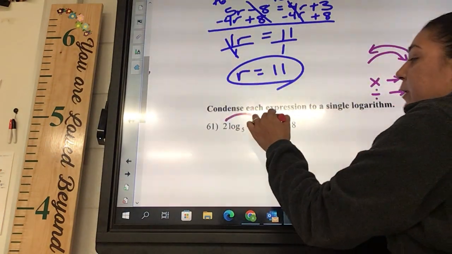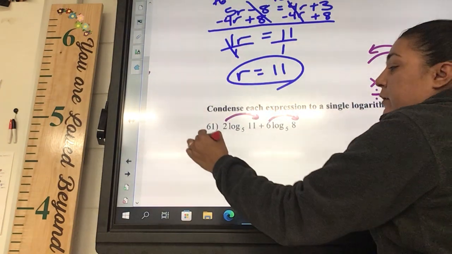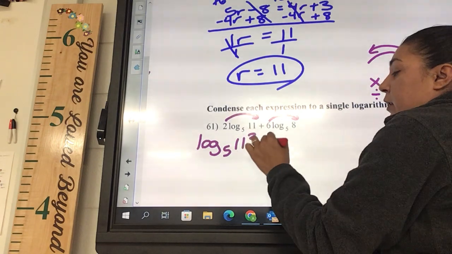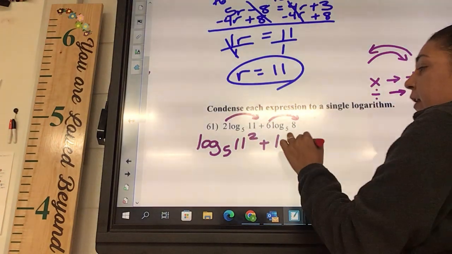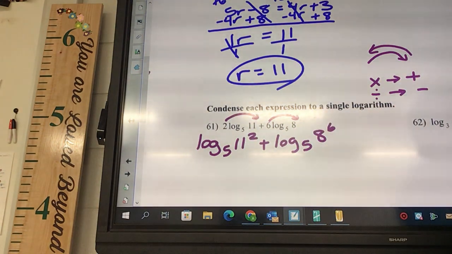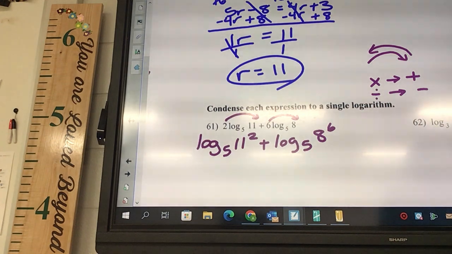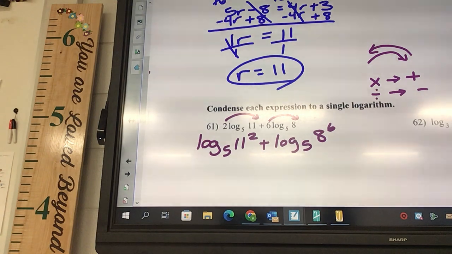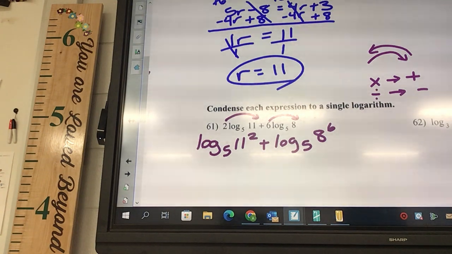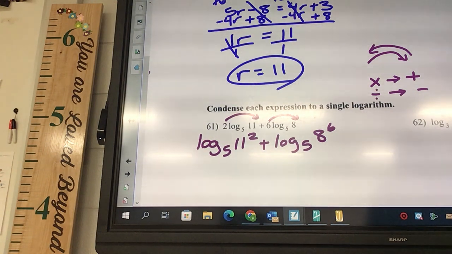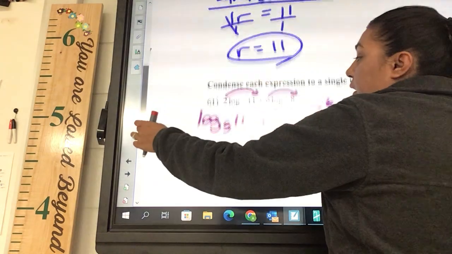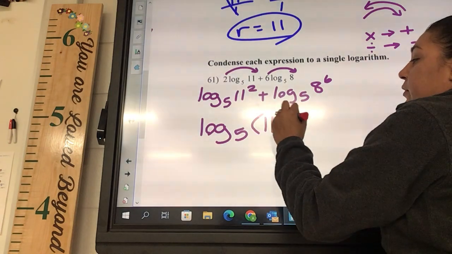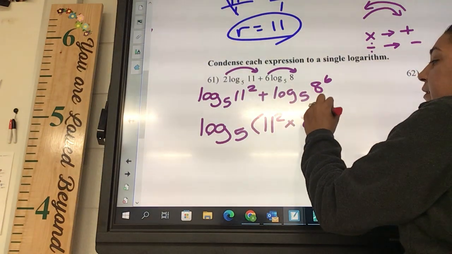Okay, same thing. This one has a number out front, so it needs moved. So this is going to look like log 5 of 11 to the 2 plus log 5 of 8 to the 6. Okay, and now what does plus go with? Multiplication. So it's going to look like log 5 of 11 to the 2 times 8 to the 6.